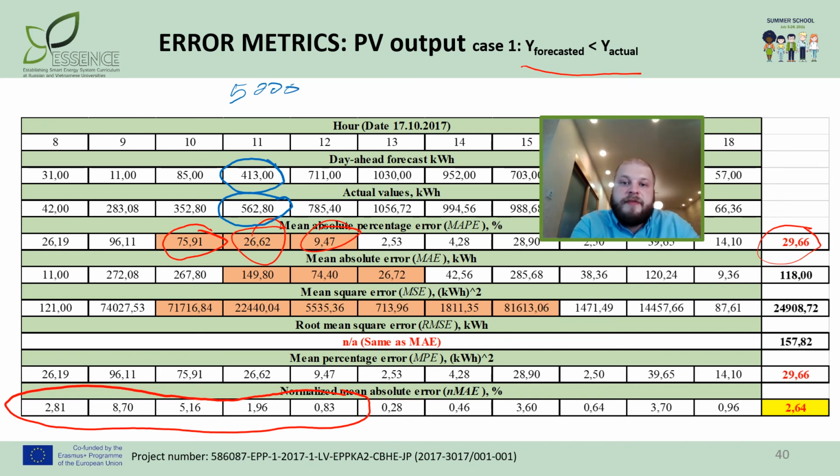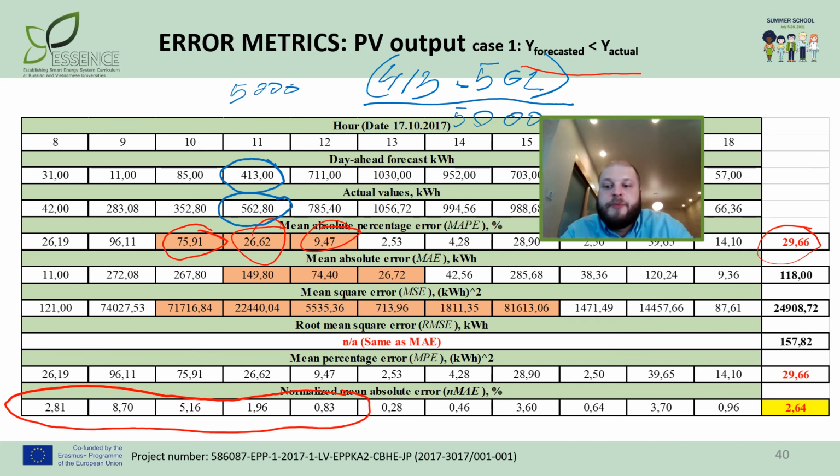So we just take the difference of 413 minus 562, yes, and weight it based on the maximum theoretical output of the photovoltaic power plant in kilowatt hours.